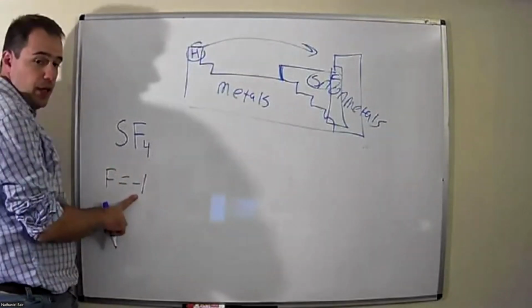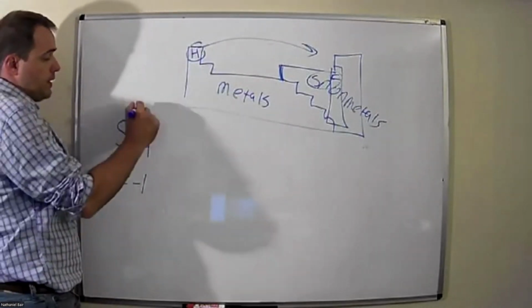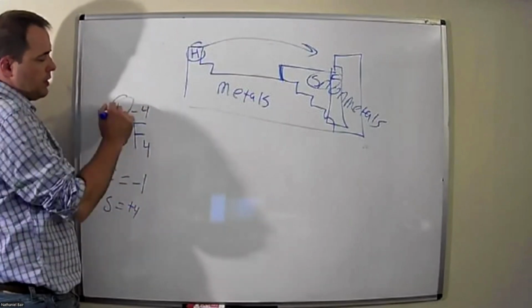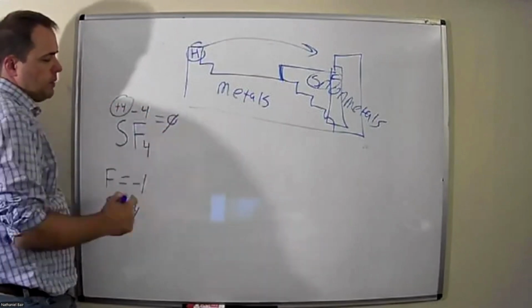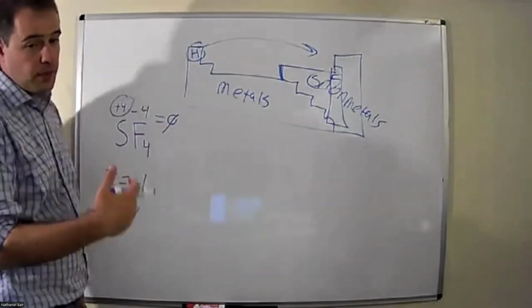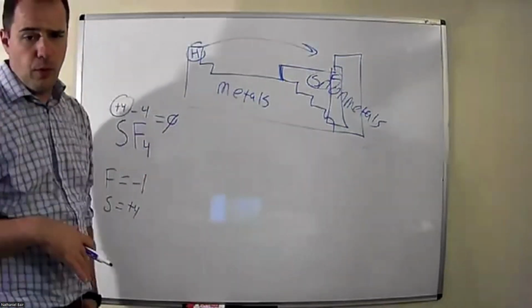If each halogen is -1, and I have 4, that's -4, so the sulfur must be in the +4 oxidation state, right, to make that equal to 0, because there was no charge written here. If there was a charge, then all the oxidation states had to add up to the charge. We'll talk about that in a moment.